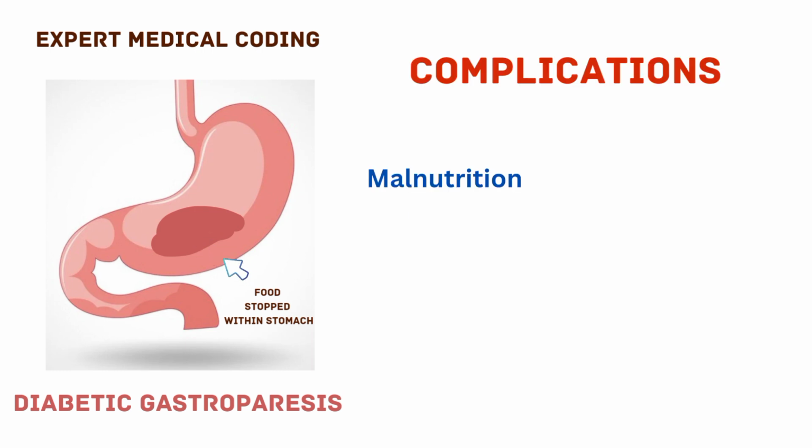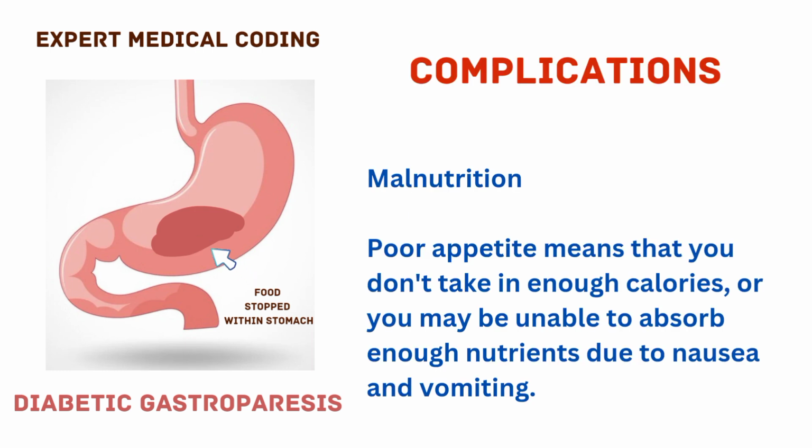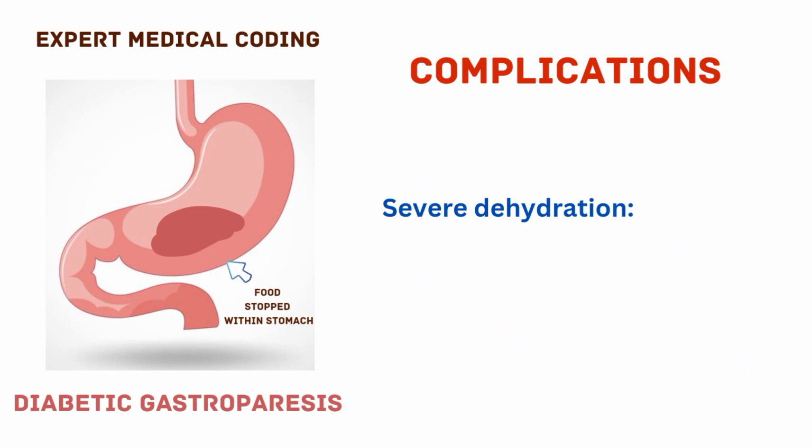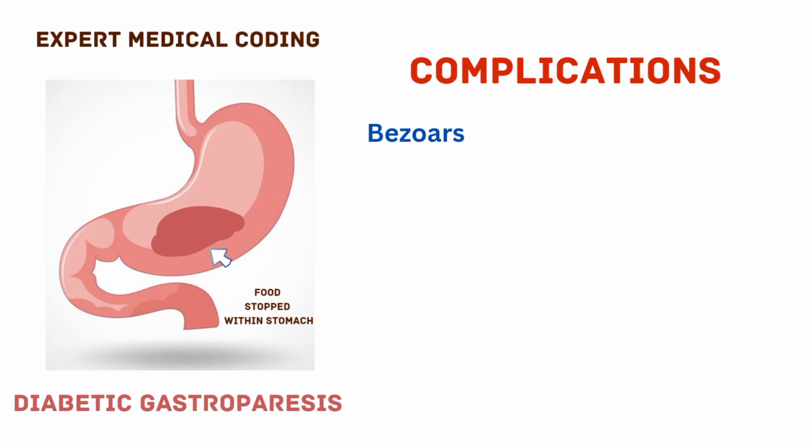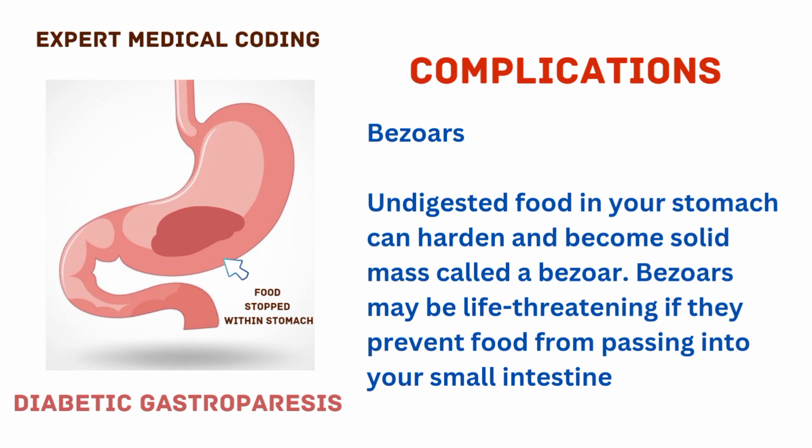Now let us discuss the complications. The first complication is malnutrition. Poor appetite means that you don't take in enough calories, or you may be unable to absorb enough nutrients due to nausea and vomiting. The next complication is severe dehydration. Ongoing vomiting can cause dehydration. The next complication is bezoars. Undigested food in your stomach can harden and become a solid mass called a bezoar. Bezoars may be life-threatening if they prevent food from passing into your small intestine.